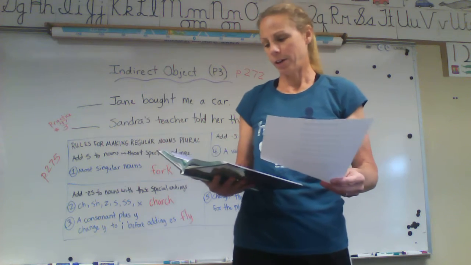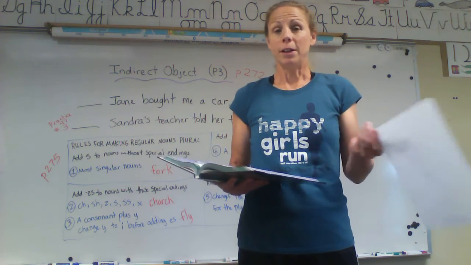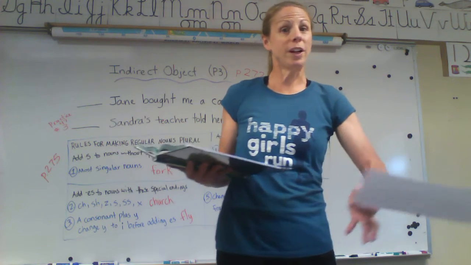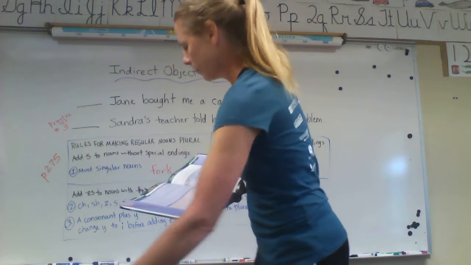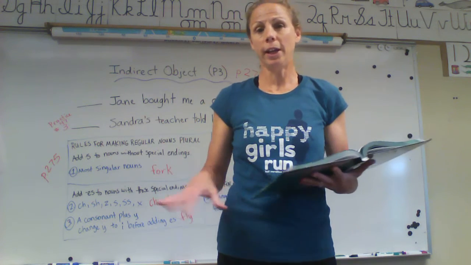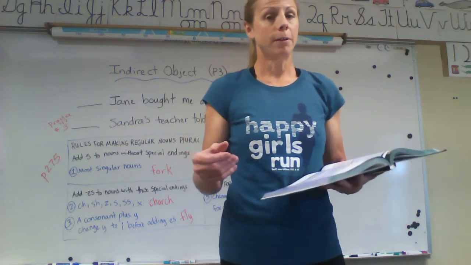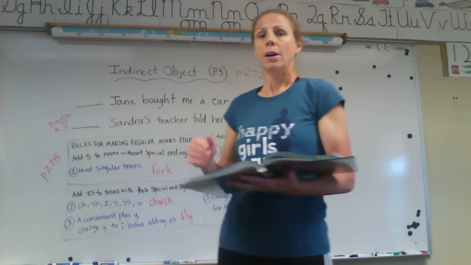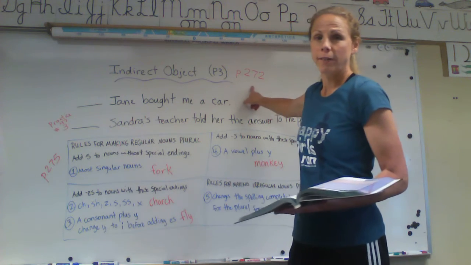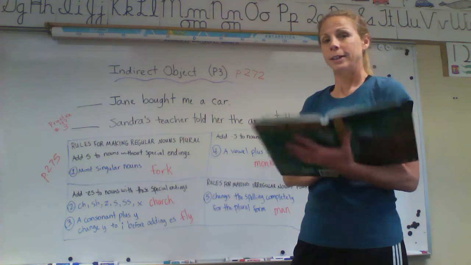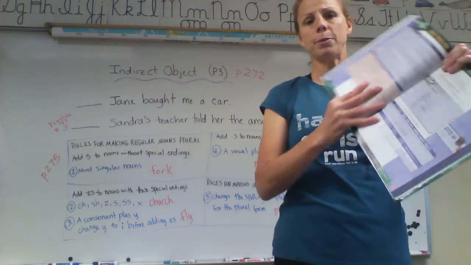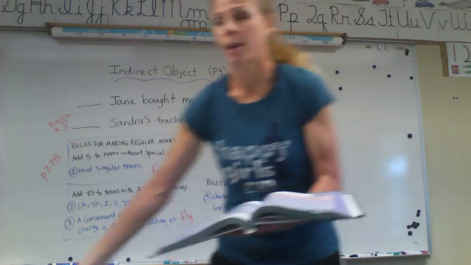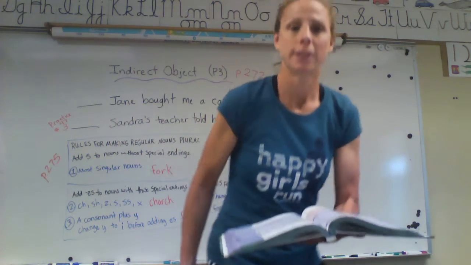Okay, here we go. We already just started pattern 2, and now we're moving on to pattern 3. It kind of goes fast. Pattern 3 has to do with what's called indirect objects. We just worked on direct objects. Indirect objects are on page 272 in your green book, and it gives a description. I'm not going to read the whole thing, but I am going to read part of it real quick so you know what an indirect object is.